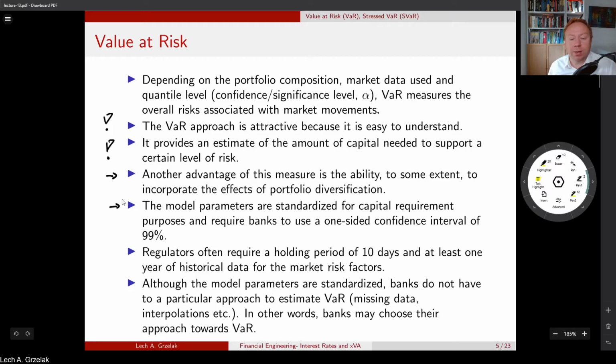The model parameters are standardized for capital requirement purposes, and banks are required to use a one-sided confidence interval of 99%. Once a regulator steps in and introduces the requirement for banks and financial institutions to implement VaR measures, the confidence level is also imposed by the regulator. Obviously, if a regulator would say apply VaR and the most important parameter, the confidence level, is not specified, that would be open to interpretation, because every financial institution will choose the level most suitable for them to show that they are conservative with respect to risk handling. So this is, of course, a requirement for the banks. Of course, 1% you can say is also conservative, but maybe it's a little bit conservative.